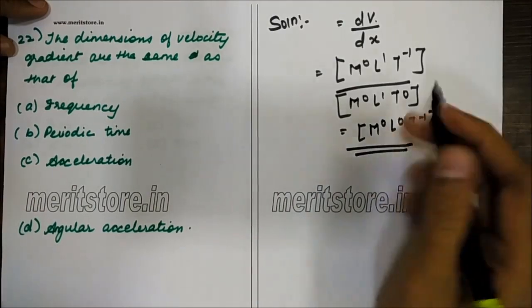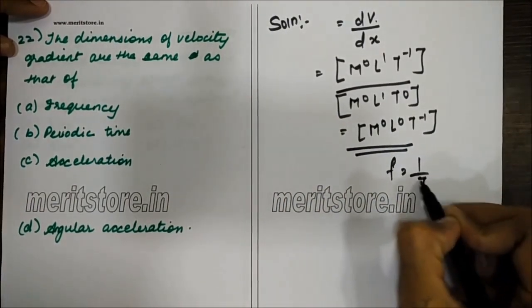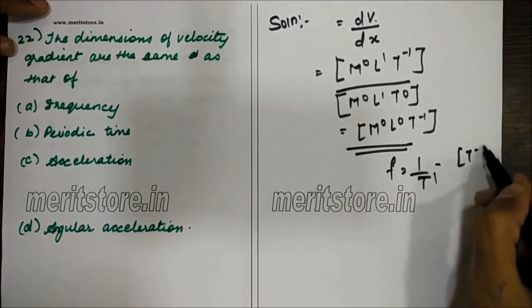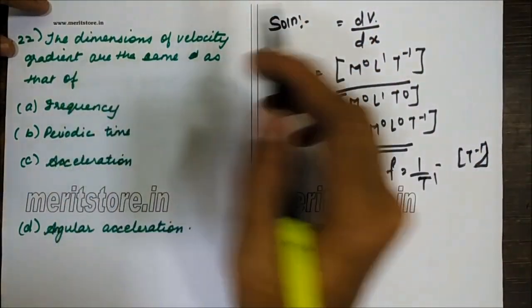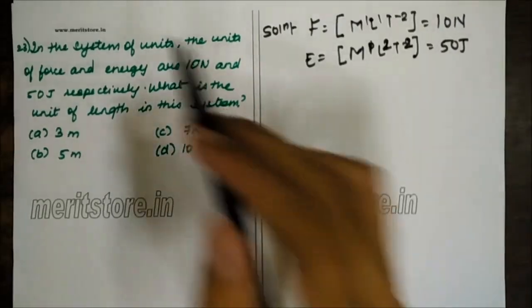Now this dimension is equivalent to the dimension of frequency, where for the frequency you have 1 upon time T, and after bringing it up it becomes T^-1. So the dimensions of the velocity gradient are equal to the dimensions of frequency.